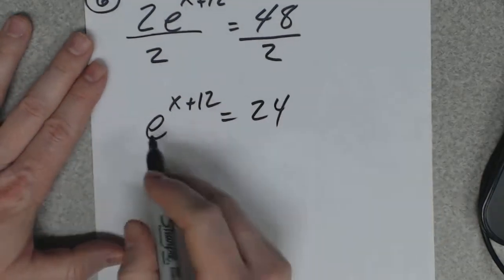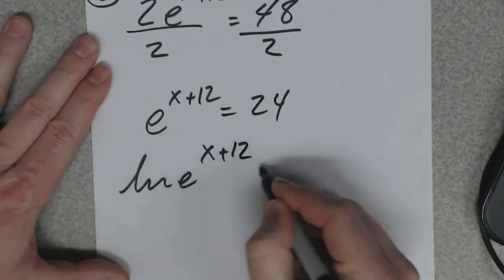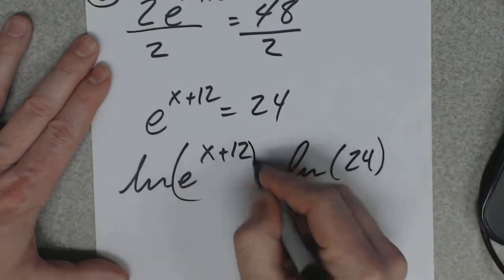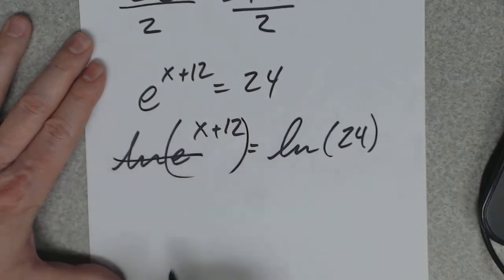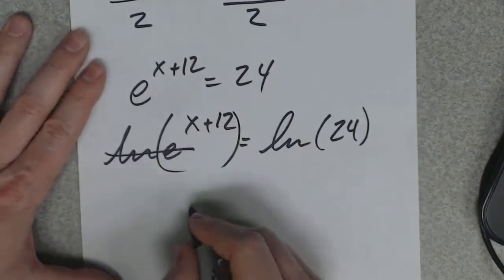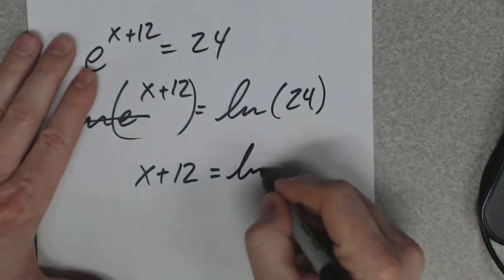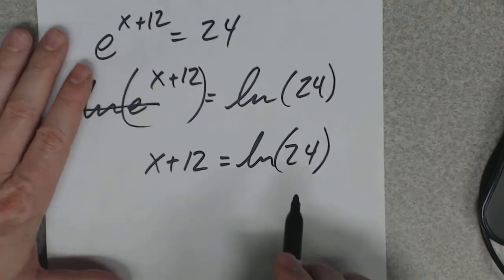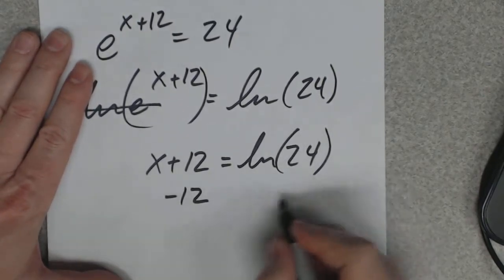Okay, now we take the natural log of both sides. Natural log of e essentially kills each other off. They cancel, and you're left with the power. You're still left with the natural log of 24, and the natural log of 24 is a number. You type it in the calculator and get it. And to solve for x, you subtract 12.